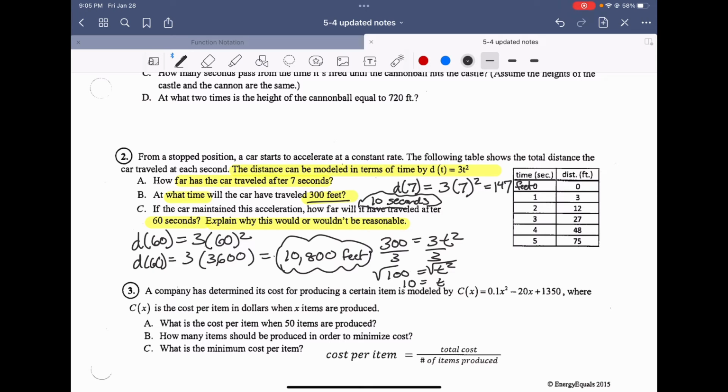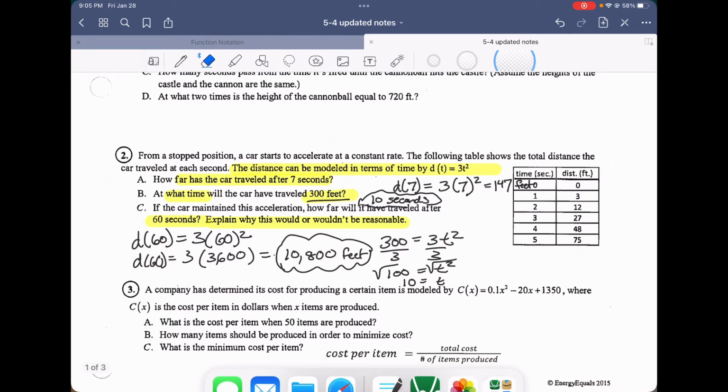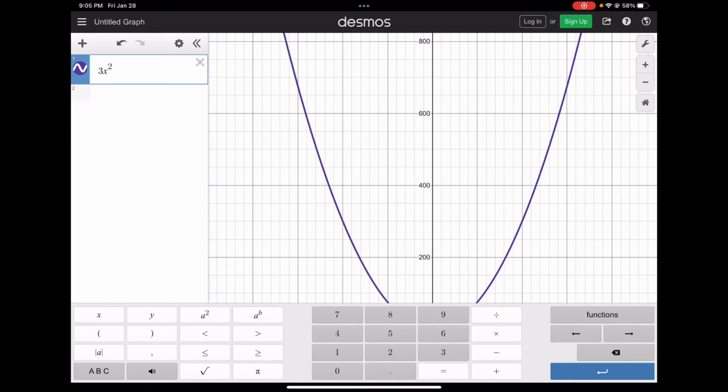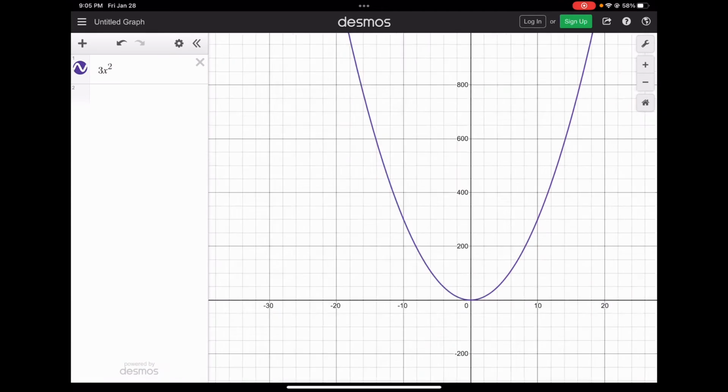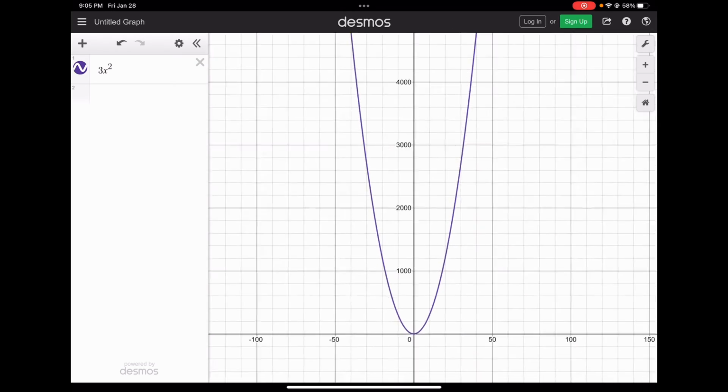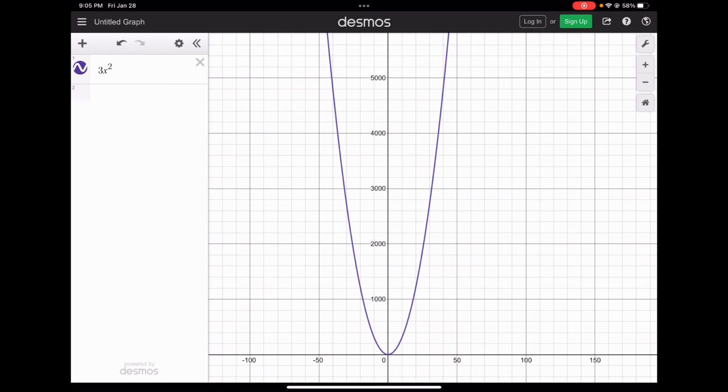Before we talk about why that would or would not be reasonable, we didn't actually look at a picture of this one. I'm going to go back to Desmos, and I'm going to put this equation into the graphing calculator here. So 3x squared. And let's zoom out a little bit. All right. So it's a parabola.